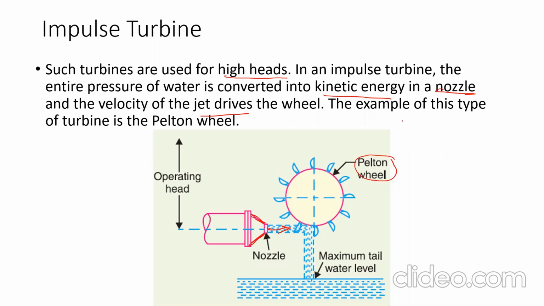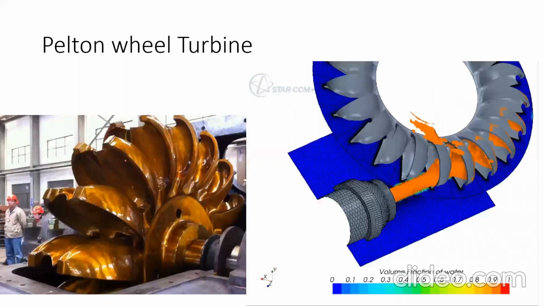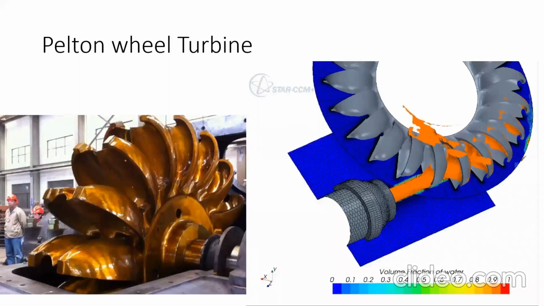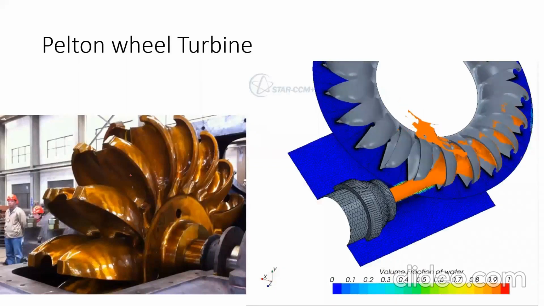The example of this type of turbine is the Pelton wheel. I will show you one type of Pelton wheel. You can observe here, this is the Pelton wheel.